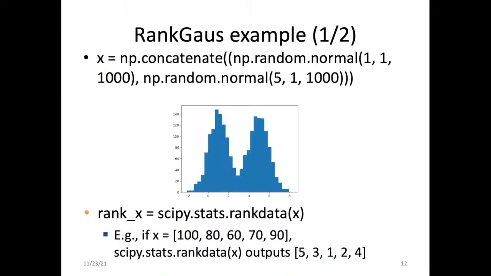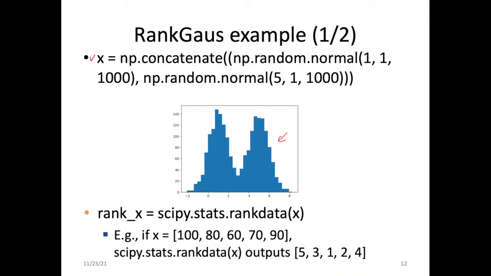But I will give you an example. I did this example just this morning. So here I generate a feature, and the distribution has double peaks. So apparently it's not a Gaussian distribution. Okay, it has double peaks. I essentially combine two Gaussian distributions.